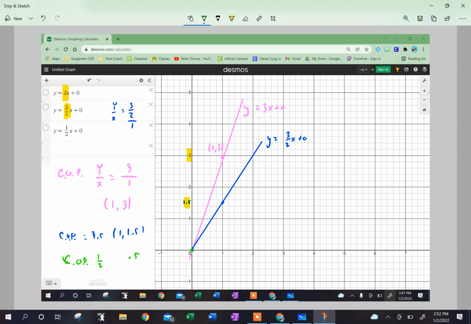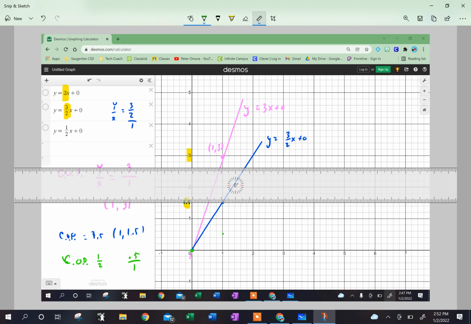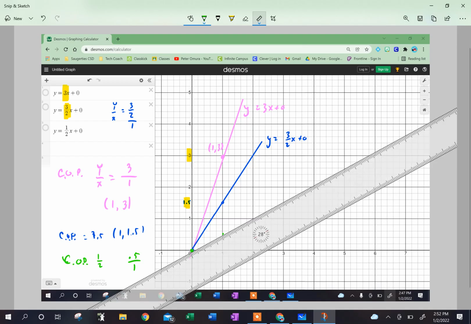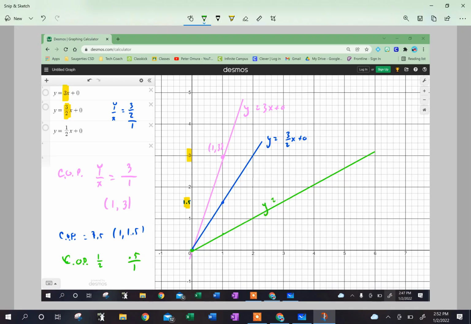So my unit rate is going to be 1 half and 1. If I go over 1, I'm going to go up to 1 half. It should look like this. And this is obviously going to be quite a bit less. Let me get rid of my ruler here. This is going to be y equals 1 half x plus 0. 0 because that's where I'm starting, and at 1 I'm at 1/2 because that is my constant of proportionality, which is also the unit rate.